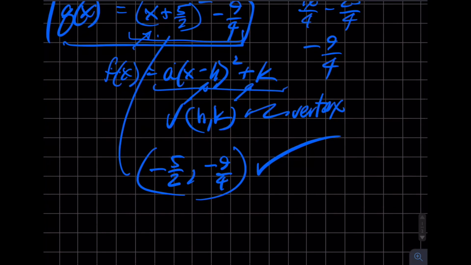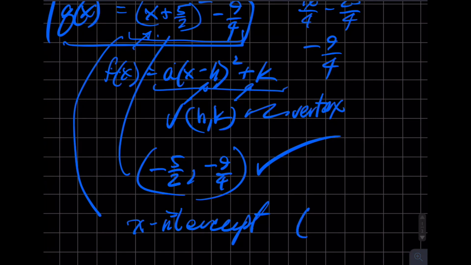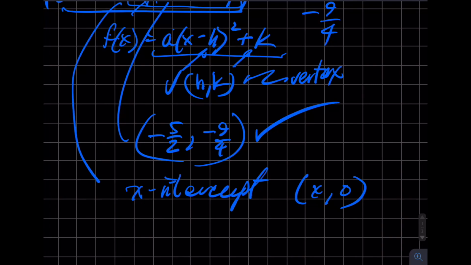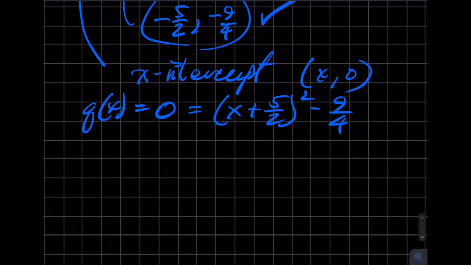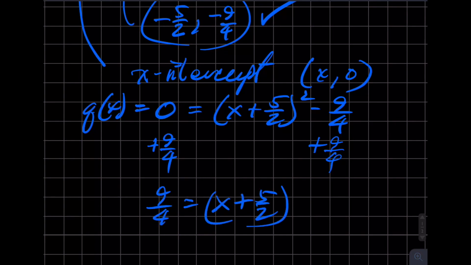And how do you find the x-intercepts of this? Because it is one of the questions you'll be asked. You use the same formula. The x-intercept is defined as the points that have a y value of 0, because they're on the x-axis. So if I set q of x equal to 0, set my function equal to 0, and then solve for the x's, then I will have my x-intercepts. So now I'm going to add 9/4 to both sides. So 0 plus 9/4 is equal to 9/4 equals x plus 5/2, quantity squared.